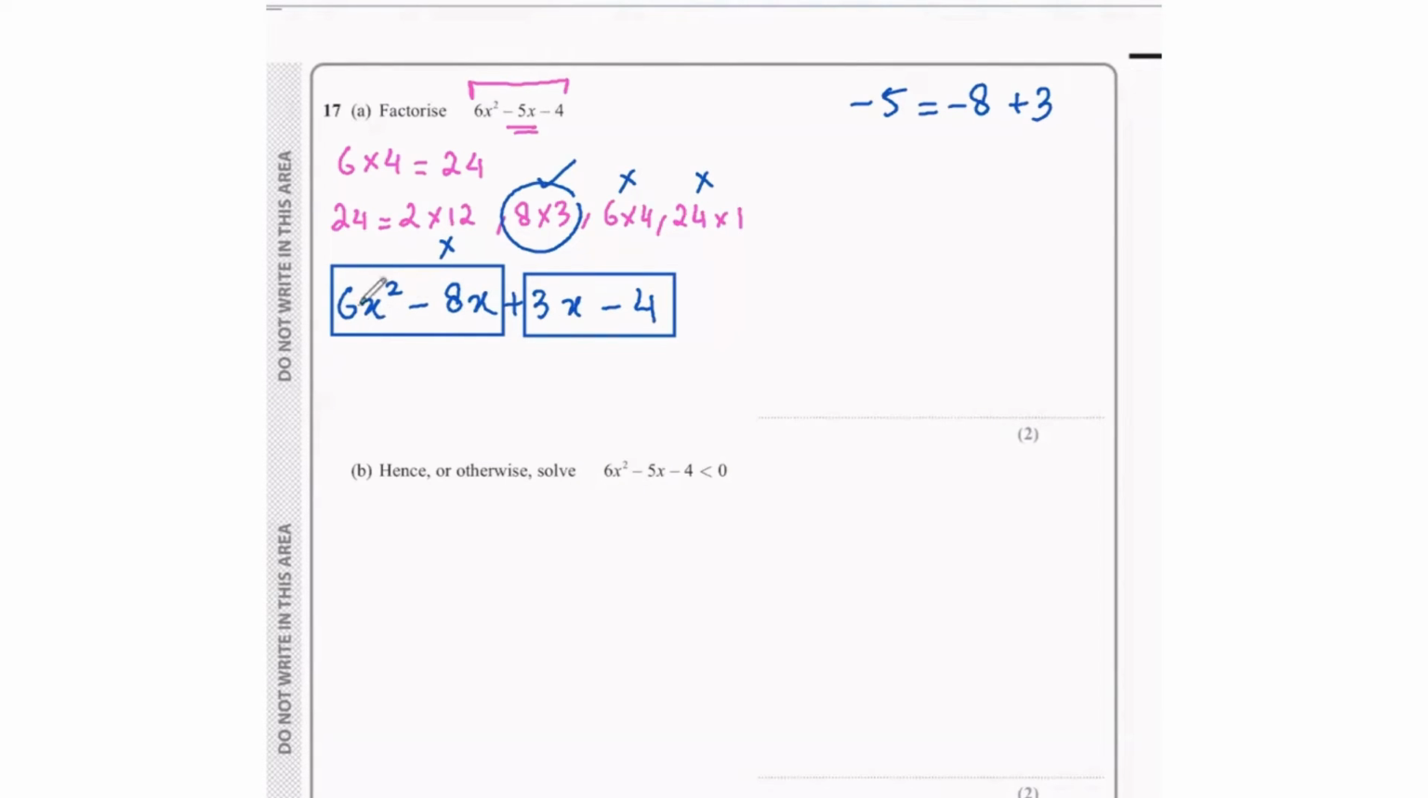So between 6x squared and 8x, we have 2x common. So in the bracket, we'll have 3x minus 4. And between 3x and minus 4, we have plus 1 common. So that's going to be 3x minus 4. Now between 2x and 1, we have 3x minus 4 common. So in the other bracket, we'll have 2x plus 1. And that is your factorized answer.